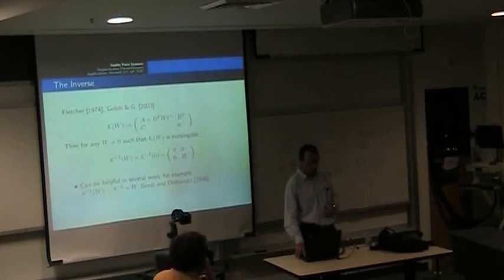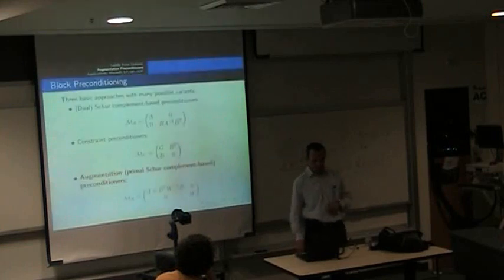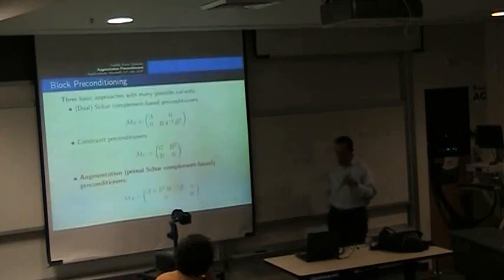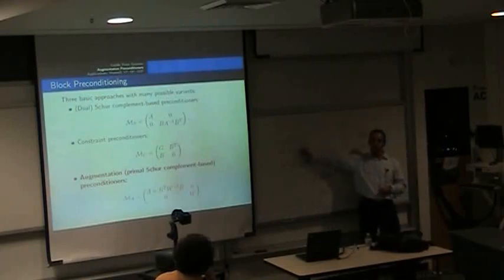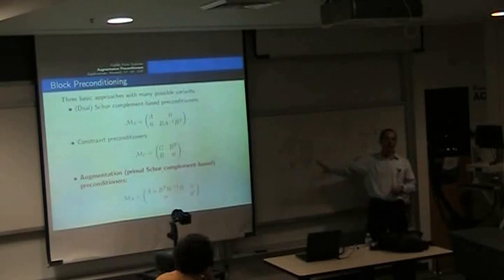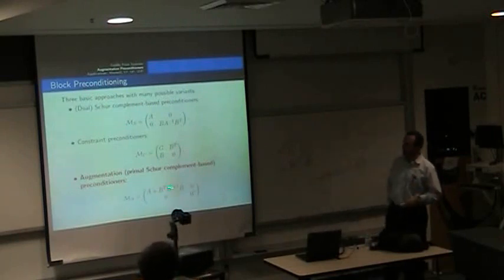Let me skip a few of those and talk a little more about these preconditioners and tell you what kind of preconditioners there are. This is the matrix that we're looking at. This is the original matrix, and there are three very popular types of preconditioners, and the one in red is the one that I'll focus on.